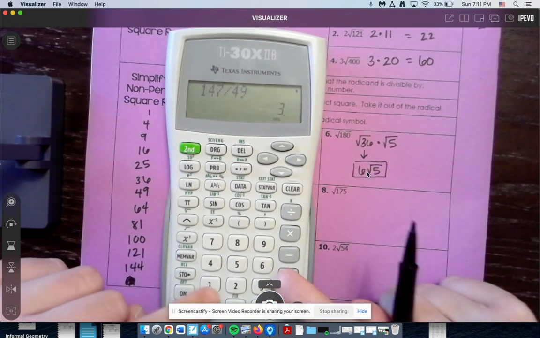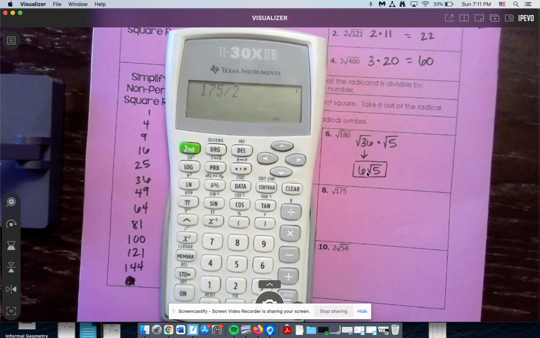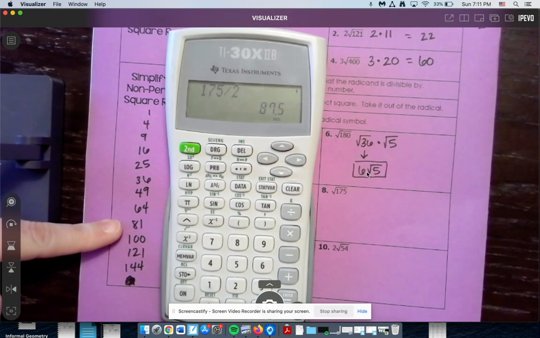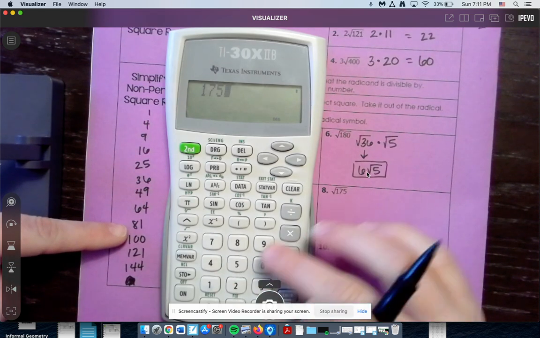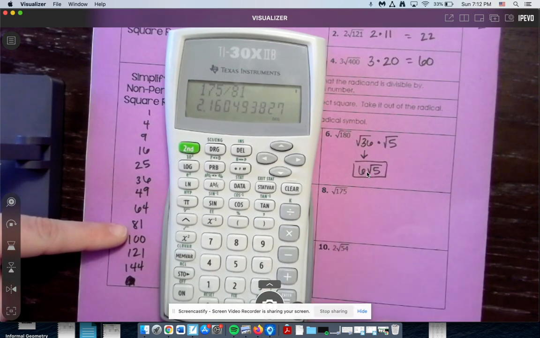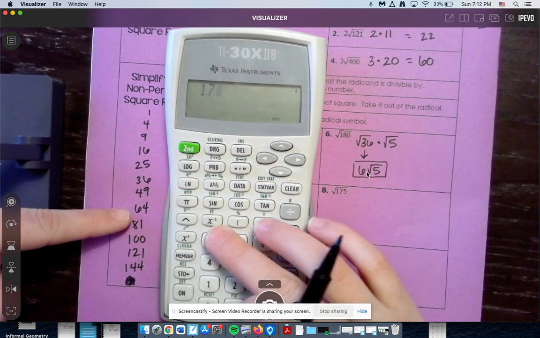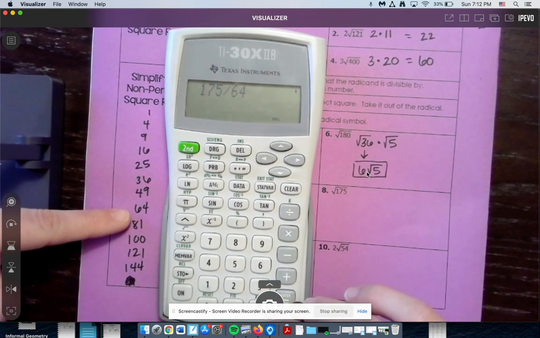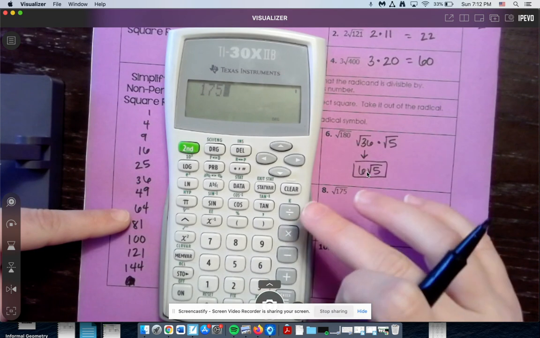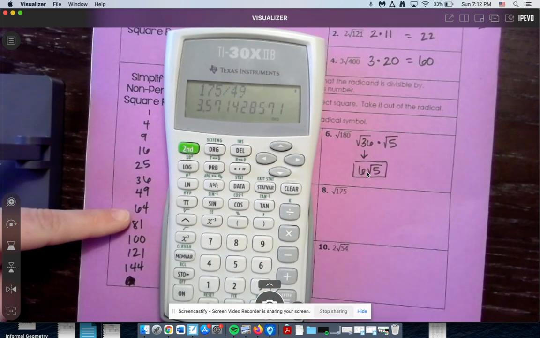All right, let's try 175. Again, 175 divided by 2 is 87.5. Again, that's not on our perfect square list, but it falls between 100 and 81. So now let's start with 81. So 175 divided by 81, decimal. 175 divided by 64, a decimal. 175 divided by 49, a decimal.